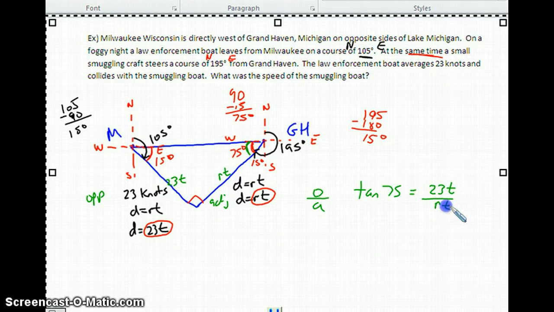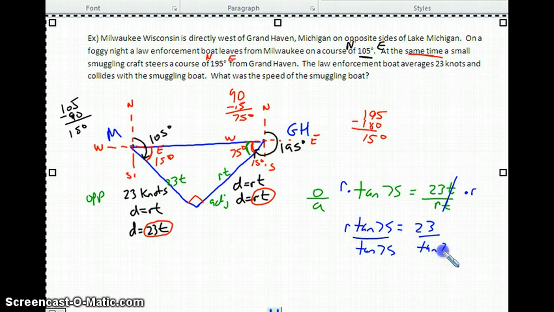Now remember, since they left at the same time, whatever the t is, whether it's 1 hour, 2 hours, 3 hours, doesn't matter what it is, it's exactly the same. So they're going to cancel each other out there. And so really what you're trying to do now is solve for R. So we're going to multiply both sides by R. So R tangent of 75 would be equal to 23. Get rid of the tangent by dividing. Again, make sure the calculator is in degree mode, and we would find that our R is equal to 6.16, and our rate was given to us in knots.